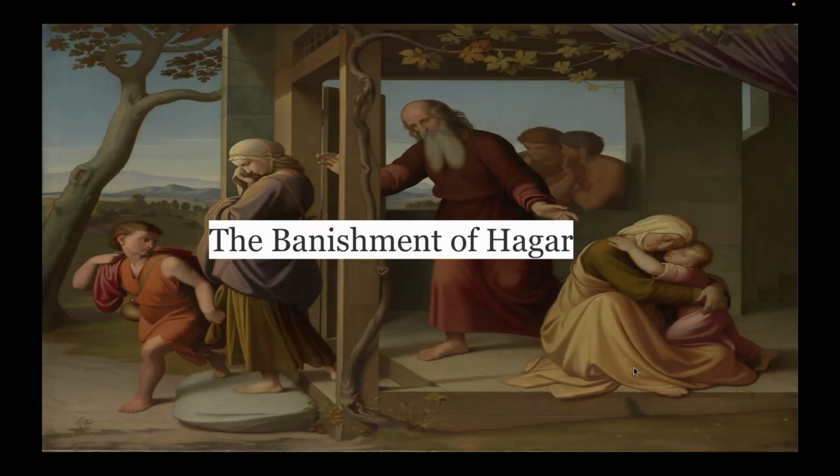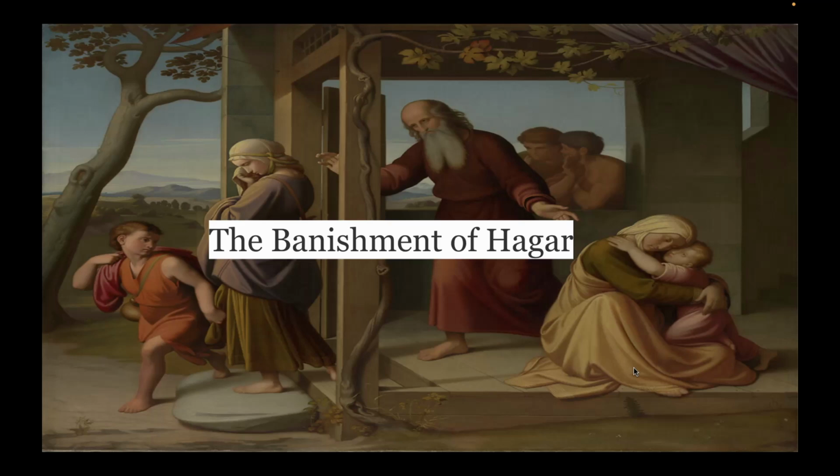The final piece we'll be talking about is The Banishment of Hagar. This painting was created by Johann Friedrich Overbeck. The date this painting was painted was 1830. The size of this painting is often a medium-sized religious panel painting. The origin is Germany, Rome.